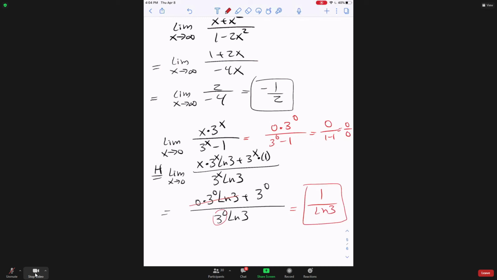And please just leave your answer as 1 over ln of 3. Do not take out your calculator and say, oh, natural log of 3, let's see what that is, because he said the exact answer. So 1.09? No, that is not the exact answer. That's an approximation. 1 over natural log of 3 is the exact answer.